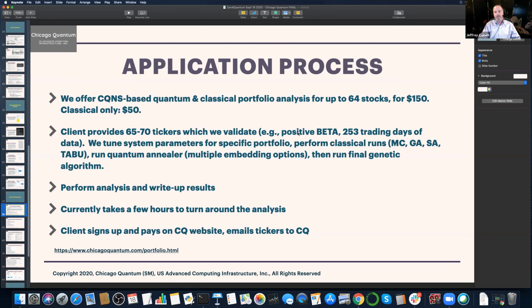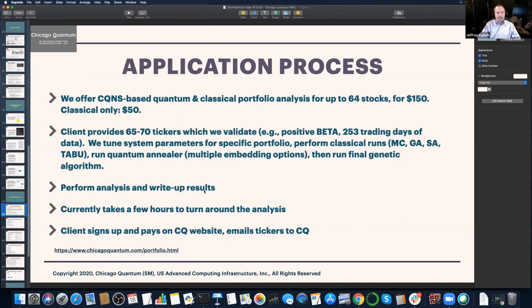We do the full analysis. We run through positive beta, 253 trading days of data. We tune all the parameters. We do all the classical runs. We run the quantum annealer, and then we do a final genetic algorithm. Think of it as we shake it one last time to make sure we had the best answer. We perform our analysis, we do the write-up.